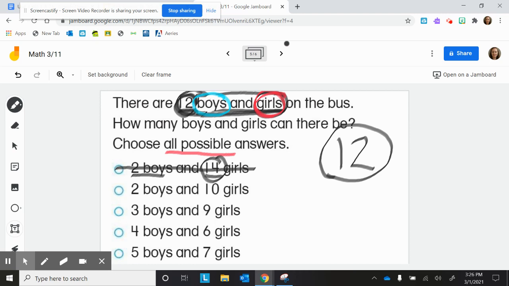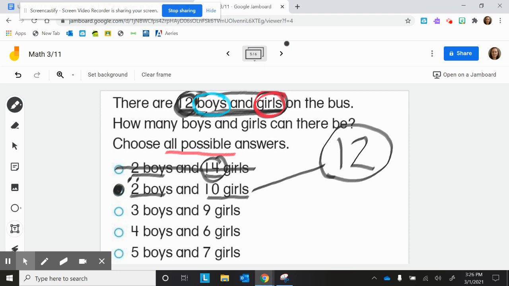This next one says 2 boys and 10 could be girls. Well, what's 2 plus 10? Tap ourselves with 10, 2 fingers up. 10, 11, 12. This one does equal 12. So you know what? This is one of the possible ways.